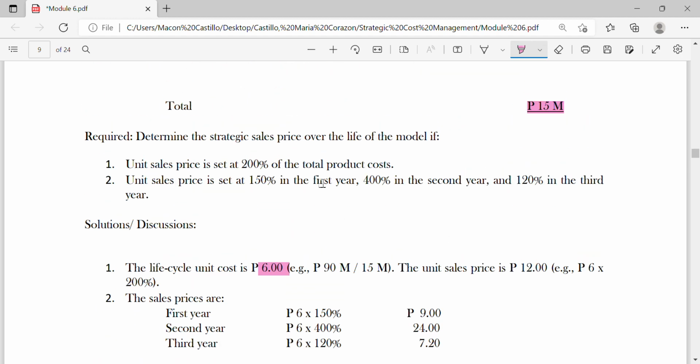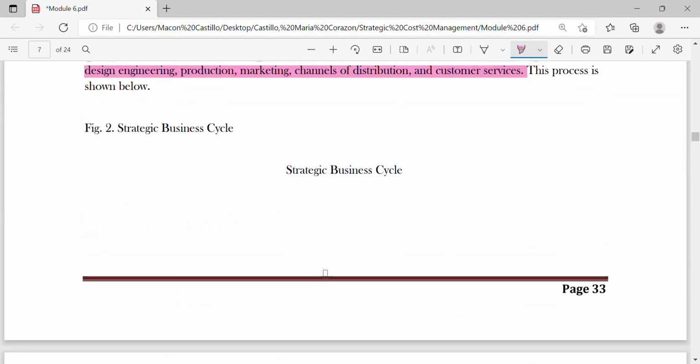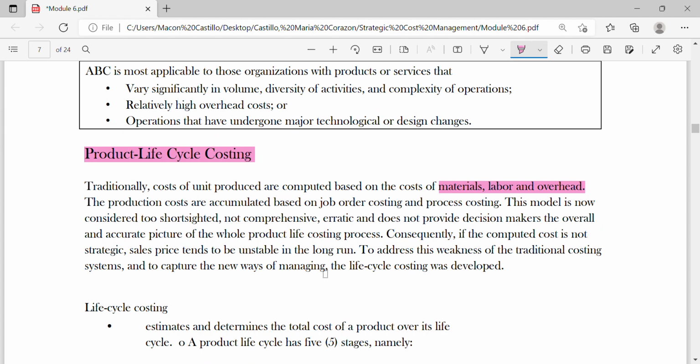So that is how you use the life cycle costing. Basically, you just need to compute for the cost of the product by considering not only the production cost, not only the materials, the labor and overhead, but the entire cost in the entire life of the product. So that would be all for the concept, and let's have another video for sample problems.